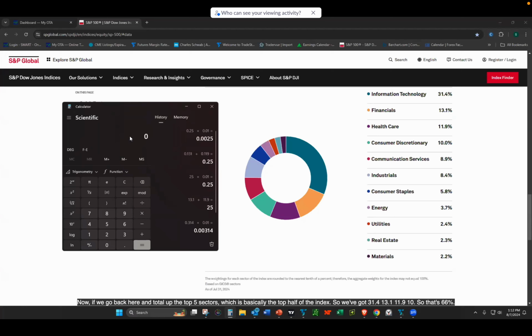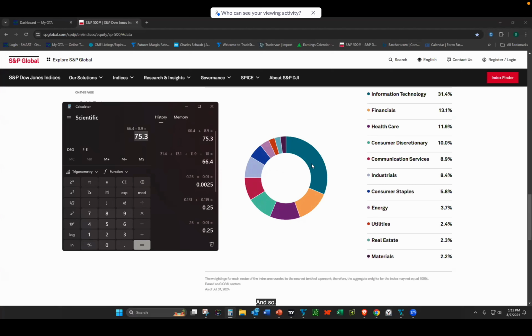Now, if we go back here and total up the top five sectors, which is basically the top half of the index. So we've got 31.4, 13.1, 11.9, 10%. So that's 66%. And then communication services, that's going to put 75% of the behavior from the S&P 500 is based on what happens in those top five sectors.